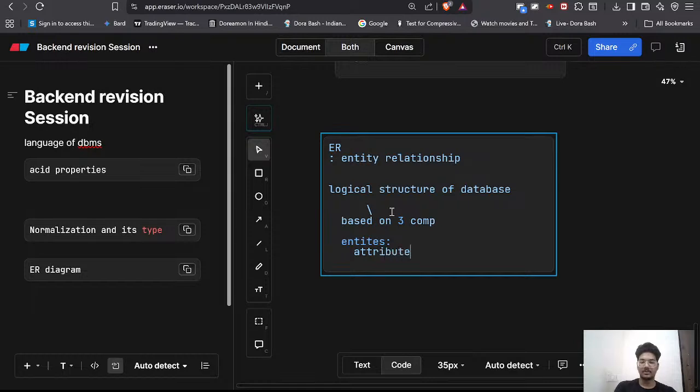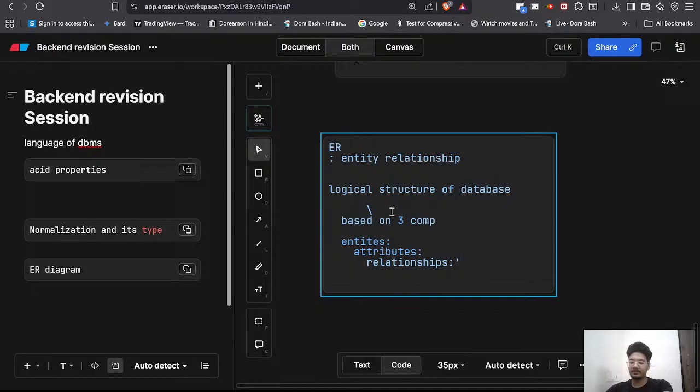attributes, and relationships. So what are entities? An entity is defined as a real object having some property. Entities are represented as a rectangle.